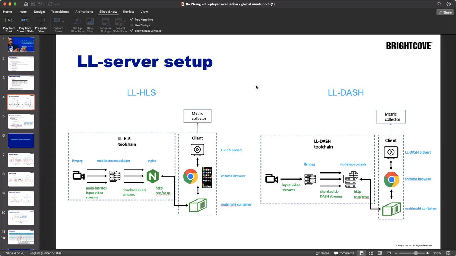All the players run in an emulated network environment. It runs in a network container, which limits the outgoing and incoming network bandwidth, so that all the players download the segments at a limited bandwidth.